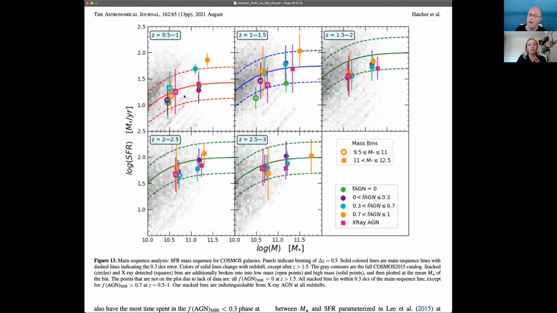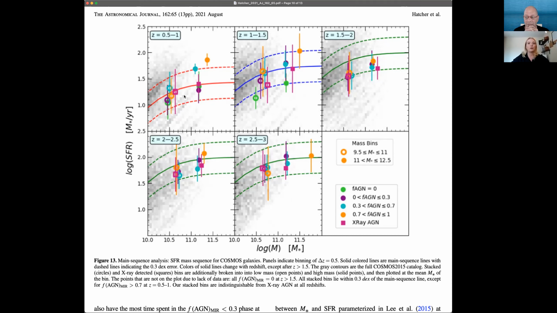So this kind of argues against the idea that X-ray detected AGN are only found in a special phase of a galaxy's lifetime, right before quenching, because we're finding the obscured AGN are also there at the same time, because they're indistinguishable. And so our results support the picture that star formation and AGN luminosity are not tied together in any particular way from these stacking analyses.